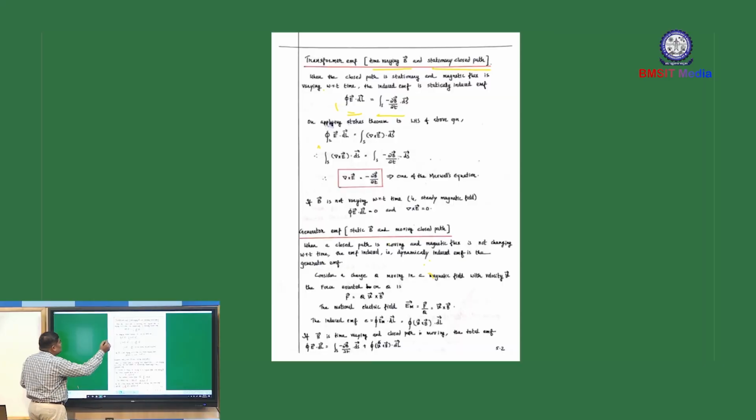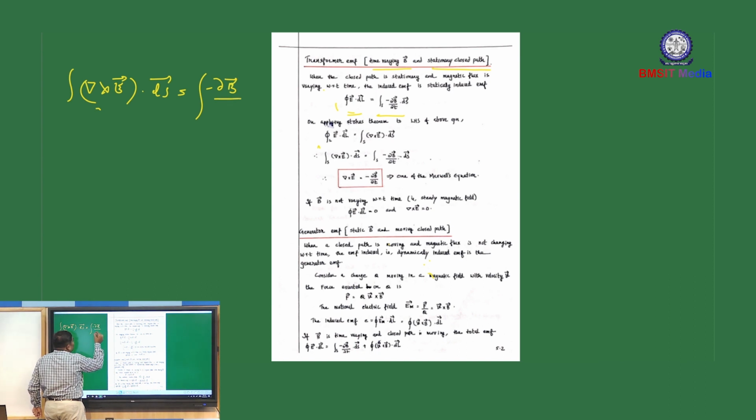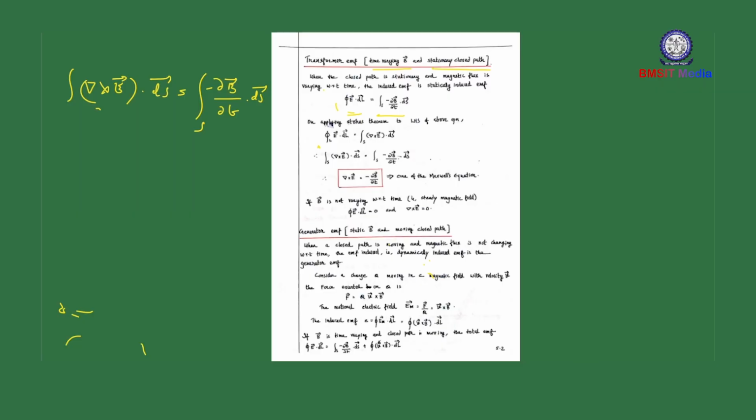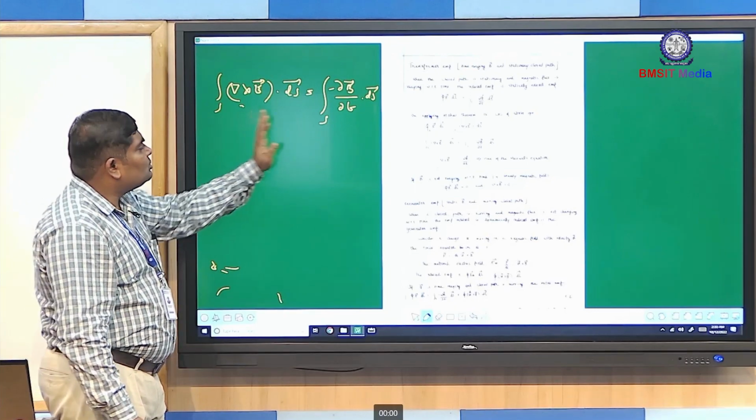Based on that, the above equation can be written as the surface integral of del cross E, that is curl of E, dot ds, equals the surface integral of minus ∂B/∂t dot ds. Now the LHS and RHS are both surface integrals only, so we can equate LHS to RHS.